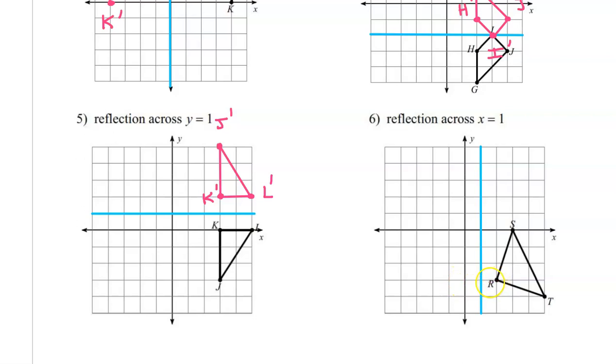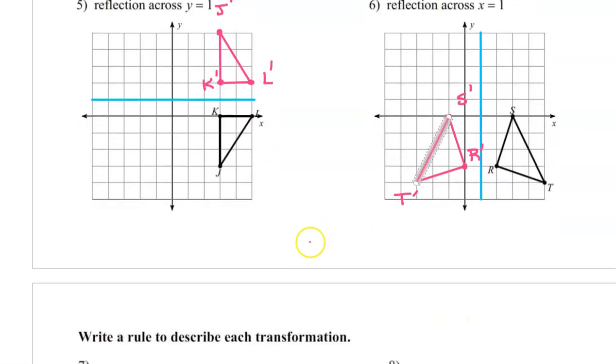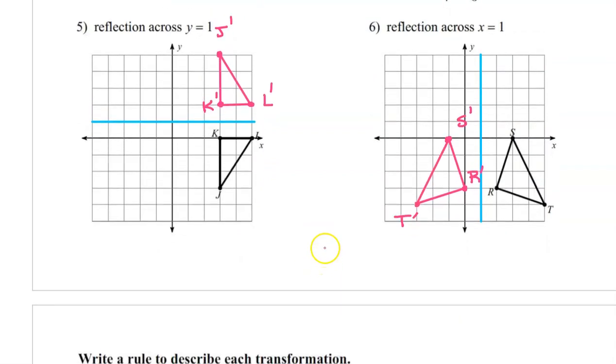So let's count these squares. Point R is 1 unit to the right, so R prime will be 1 unit to the left. Point S is 2 units to the right, so S prime will be 2 units to the left. And then point T is 4 units to the right of the reflection line. And then we can go ahead and draw the triangle. All right, so that's it for problem number 6.